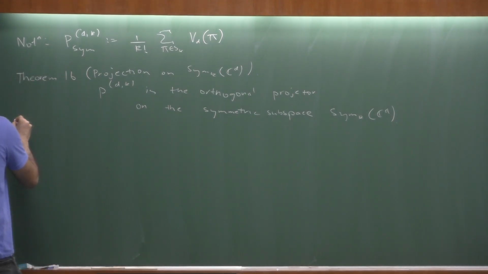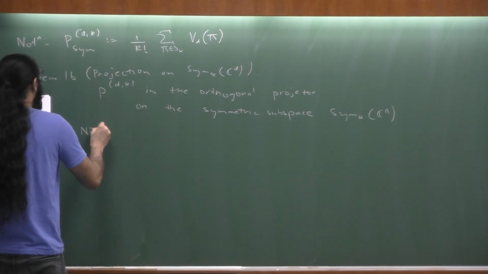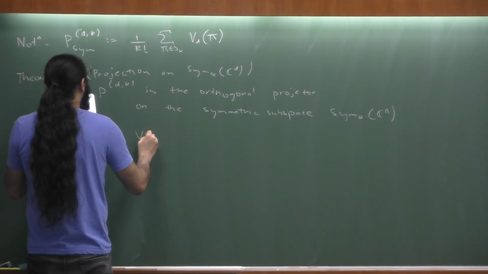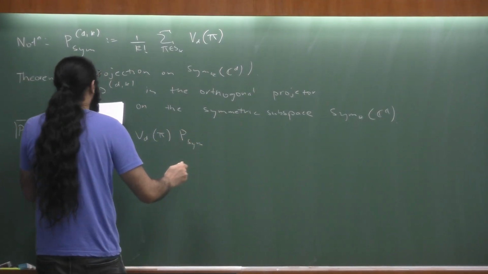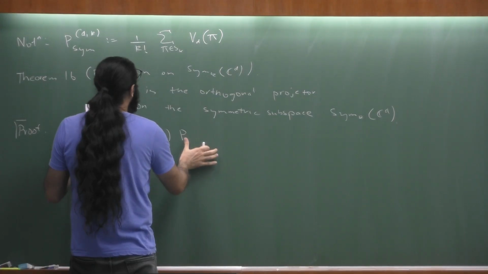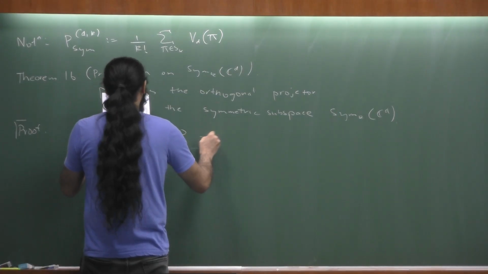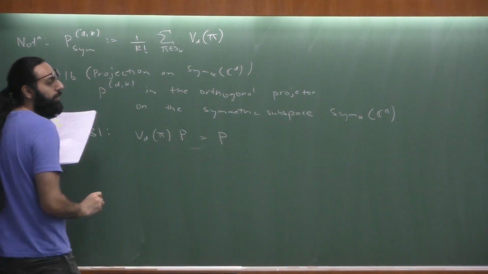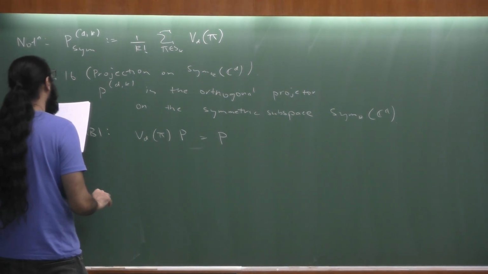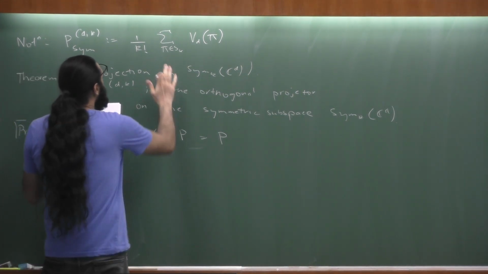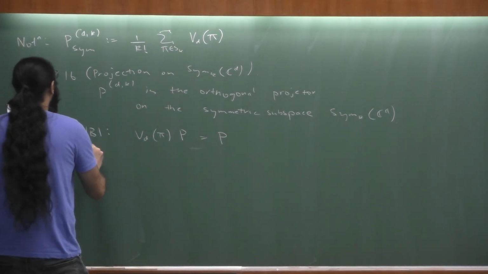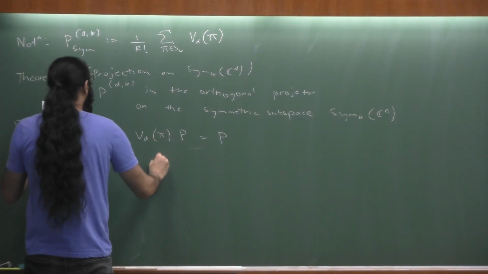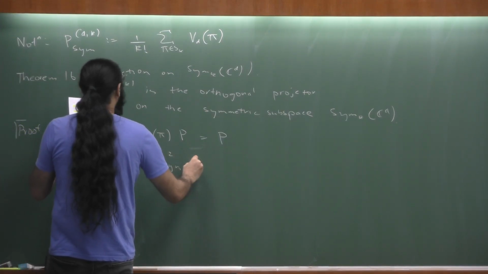Okay, so for the proof, we completed a few steps. We showed that V_d(pi) P_symmetric is P. I'm just going to write P now, so it's understood. So V_d(pi) P is P, right? This we saw last time by taking the permutation inside and then updating the summation index. The second thing we showed was that P squared is P.